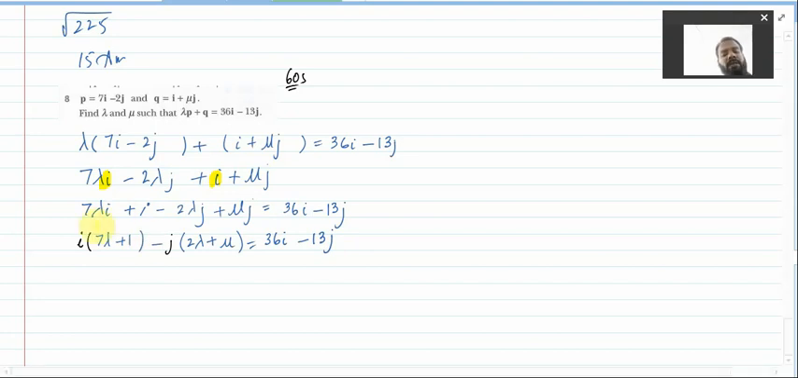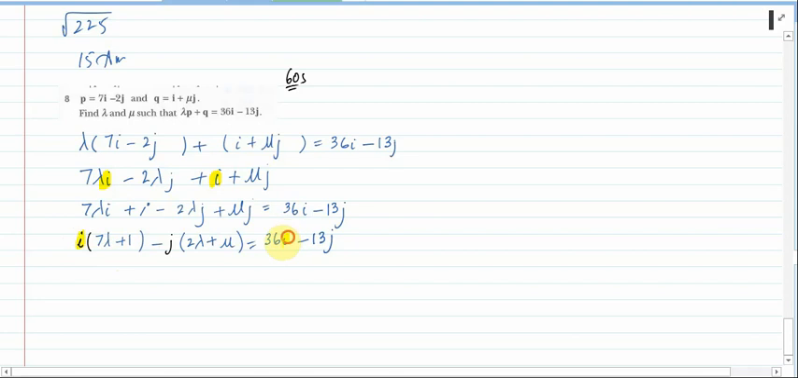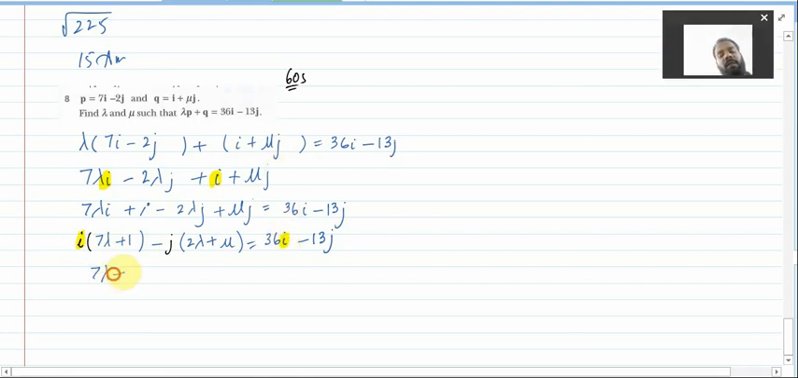So the coefficient of i is 7 lambda plus 1, and here is 36. So it will be 7 lambda plus 1 is equal to 36. You can simplify it. 7 lambda equals 35, and lambda equals 35 upon 7, which is 5. Alright, we got the value of lambda here. Similarly, we need to do the same for j here.